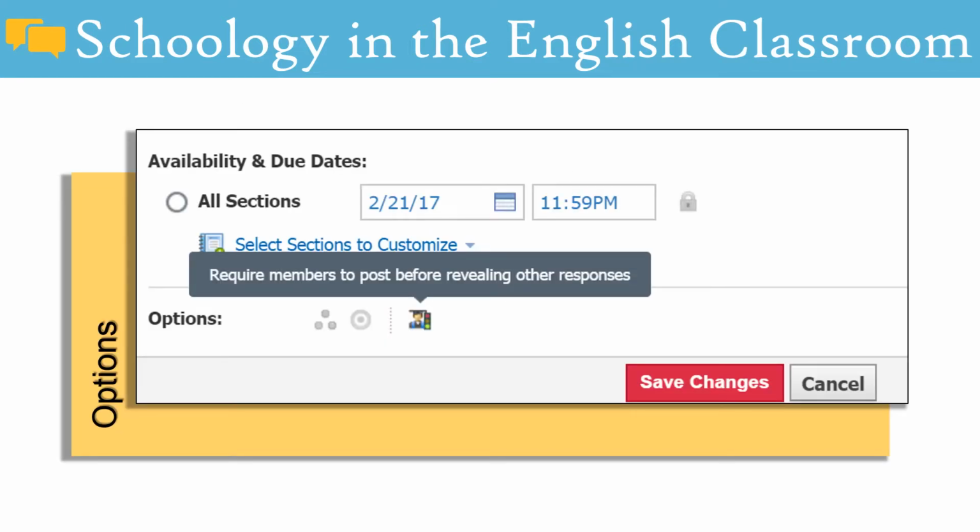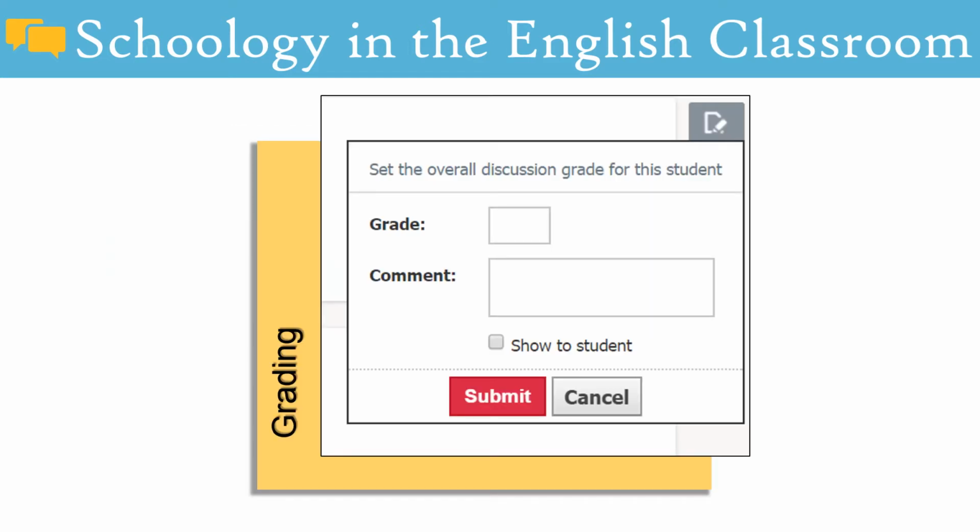Schoology discussions are pretty simple. My favorite feature is that you can require students to post before they can see their peers' responses. This is great for ensuring that students think through their own responses and aren't tempted to get ideas from each other before posting. Grading is super simple. This box pops up next to each student's post, allowing you to type in the grade and leave a comment just to that student. You can also reply to the student's post if you'd like to comment in a way that all students will see.